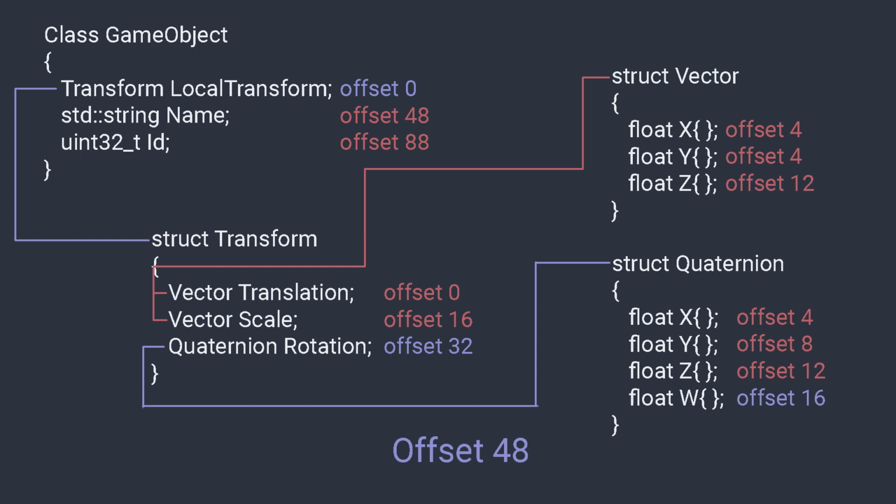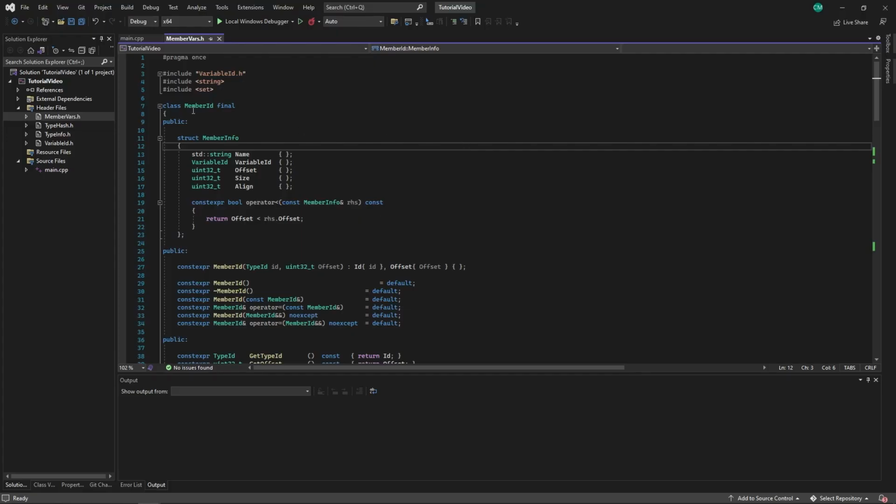This system will allow us to make serialization systems, editors for games, debugging tools, and more. So, let's get started. We first define a struct called memberInfo. This will contain the name of the member field, the variable ID, so describing the type and its modifiers, then the offset inside of the type, the size inside of the type, and the alignment inside of the type.